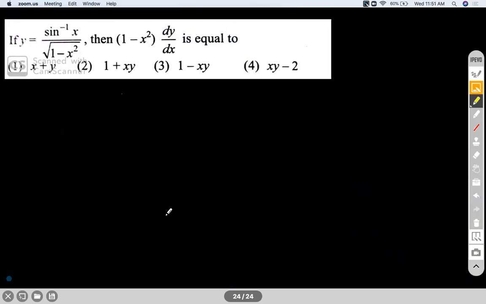If y is equal to sine inverse of x by under root of 1 minus x square, then (1 plus x square) dy by dx is equal to? Yes. Let's hope that we can solve this.